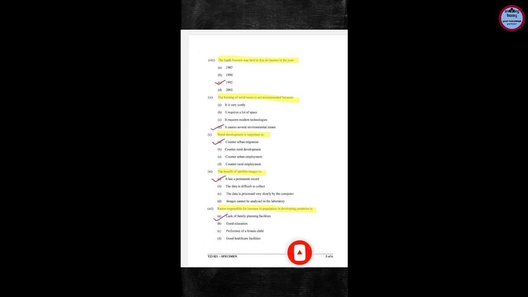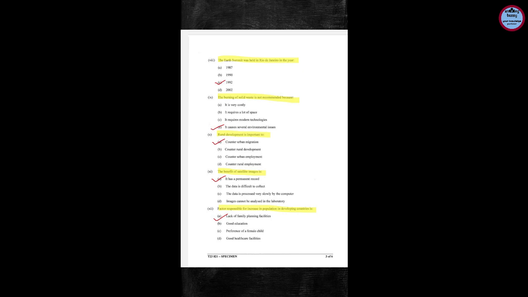Next question, the burning of solid waste is not recommended because, and the options are it is very costly, it requires a lot of space, it requires modern technologies, and it causes several environmental issues. The correct answer is that it causes several environmental issues. Next question, rural development is important to: counter urban migration, counter rural development, counter urban employment, counter rural employment. So the correct answer is counter urban migration.